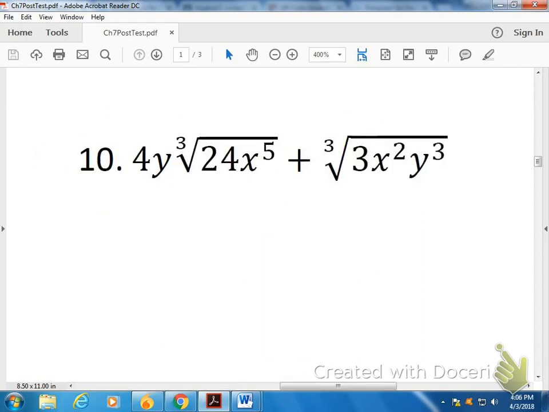In this problem, we have a plus sign, so you cannot add the 2 radicands. You have to rationalize and then see if they're like terms. If they're like terms, we'll get them together, and if not, we leave it. So we're looking for groups of 3 within these radicands. 24 breaks up into 8 and 3, and 8 becomes 2 cubed. So we do have a group of 3 here.